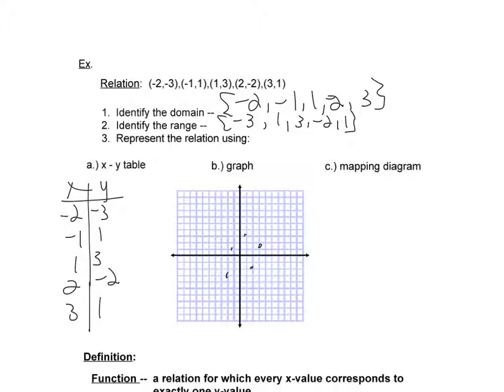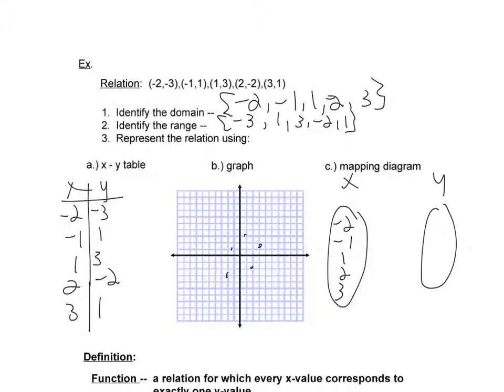The mapping diagram is the weirdest part. So again, your x's go on the left, your y's go on the right. So your x's would be, and try to put them in order of least to greatest, -2, -1, 1, 2, and 3. And then on the right-hand side, the smallest number is -3. And then you go, -2 comes next on the y values. And then you have 1 and 3. So -2 goes to -3. -1 goes to 1. 1 goes to 3. 2 goes to -2. And 3 goes to 1 as well.